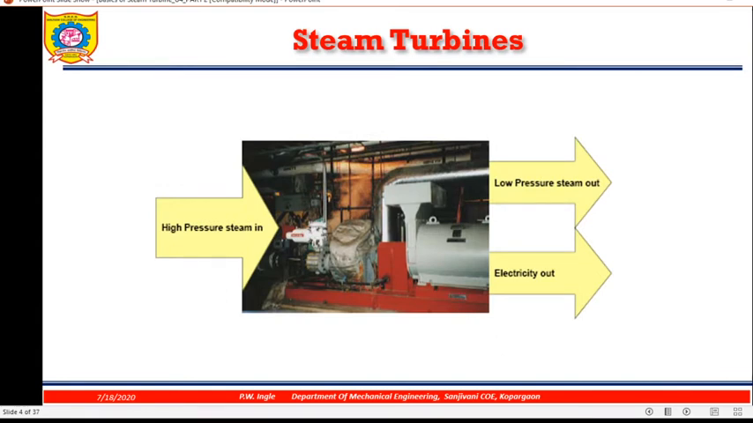So this is the steam turbine installed in a factory. High pressure steam enters here, you are getting low pressure steam out, and you are getting what? Electricity.